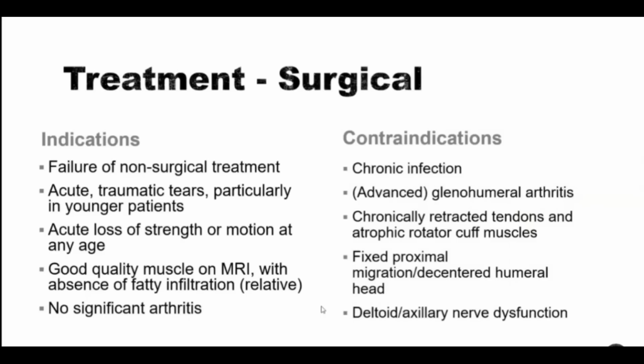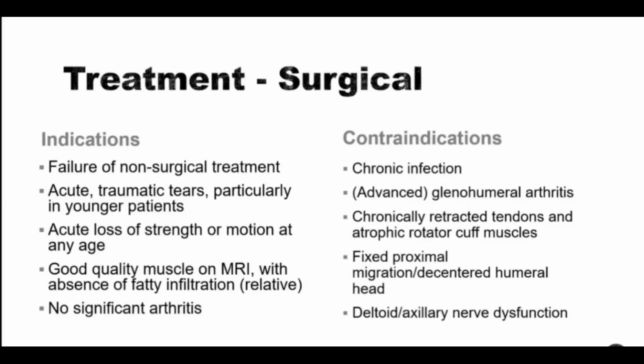Okay, so indications for surgery: certainly failure of non-operative treatment, all the things we just discussed, acute traumatic tears, especially in younger patients, and acute loss of strength or motion. Good quality muscle on MRI with absence of fatty infiltration is a relative indication, and no significant arthritis. Contraindications: a chronic infection, advanced arthritis, right? We're not going to try to repair a rotator cuff in those patients.